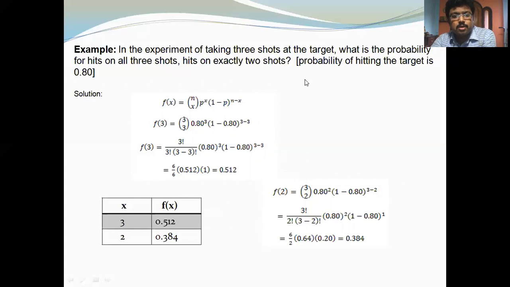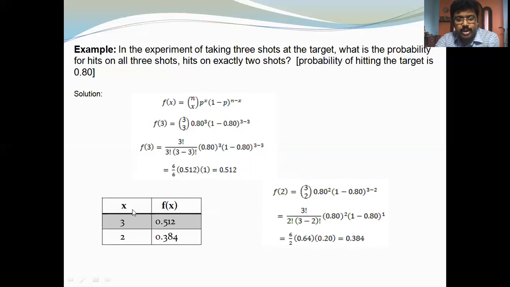So this is the probability for hits on all three shots. And now, hitting on exactly two shots. So f(2; 3), where 3 is the total number of trials and 2 is the number of successes, with the probability of failure in the same way. The expression has factorial 3, factorial 2, and factorial 3 minus 2. After simple steps, we get this amount, 0.384.